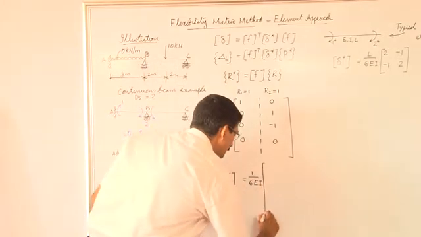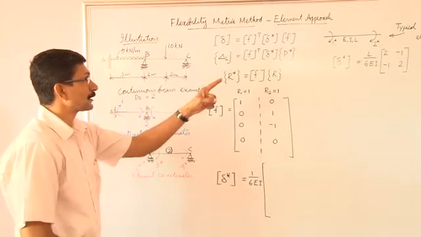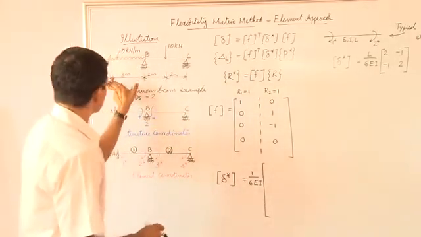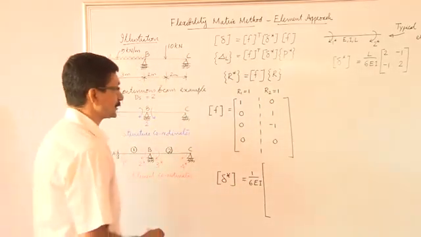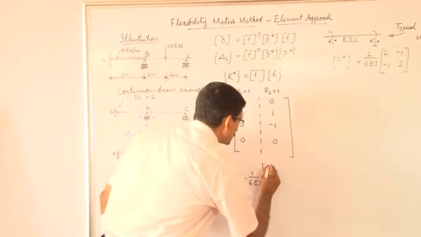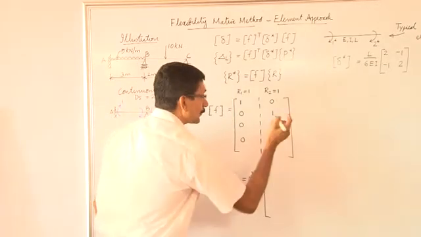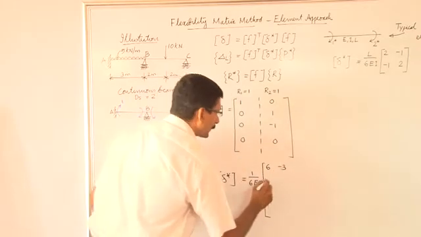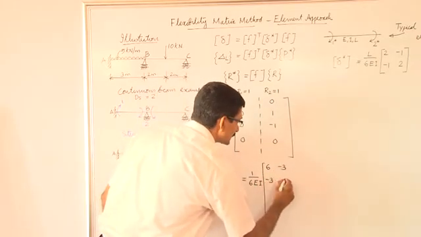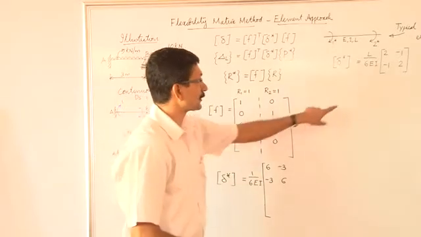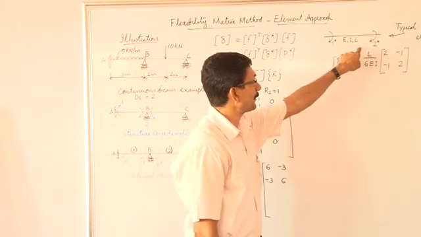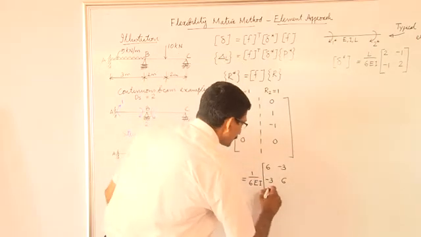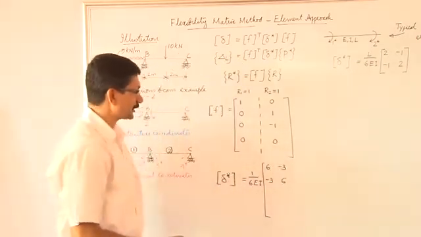Now within brackets we have 2 into L. L for the first span is 3 meters. So 2 into L is 6, minus 1 there, minus 3. This is minus 3 and this is 6. So this is following this typical beam element and the flexibility matrix for that. Now that is the flexibility matrix for the first element.